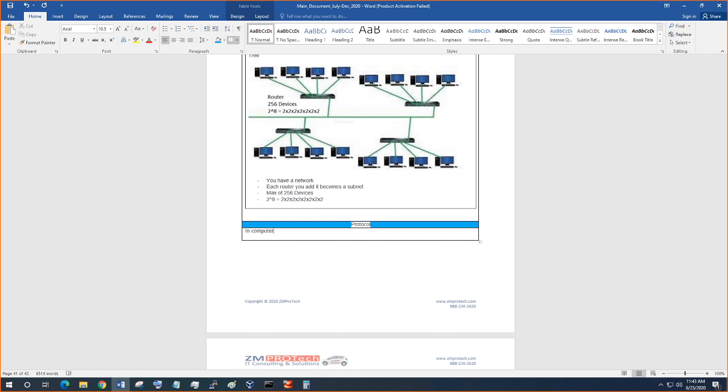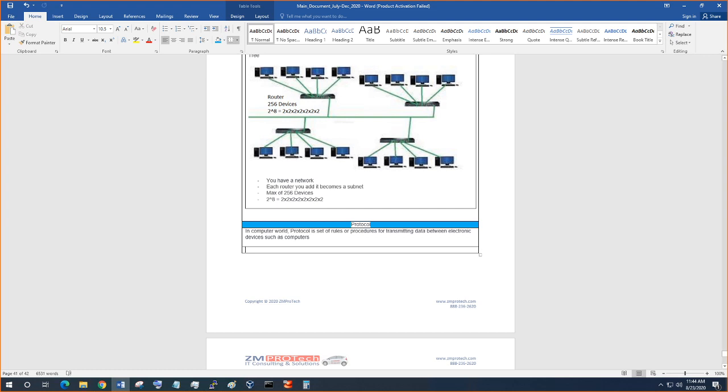In a computer world, a protocol is a set of rules or procedures for transmitting data between electronic devices such as computers.